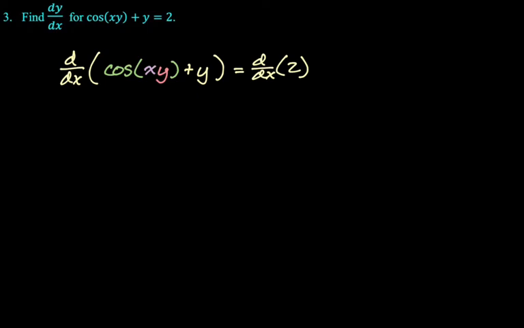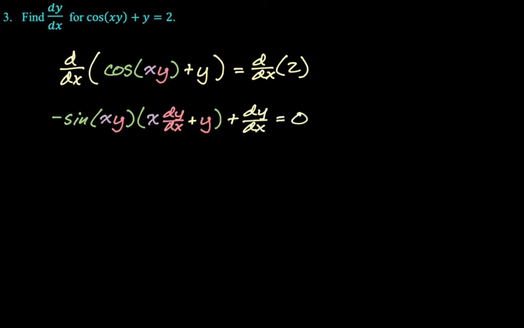All right, so the derivative of cosine we said was negative sine of the thing times the derivative of the thing. The derivative of xy requires the product rule. So at first, derivative of the second plus second, derivative of x is just 1. Now the derivative of y with respect to x is dy/dx. And the derivative of 2 is 0.